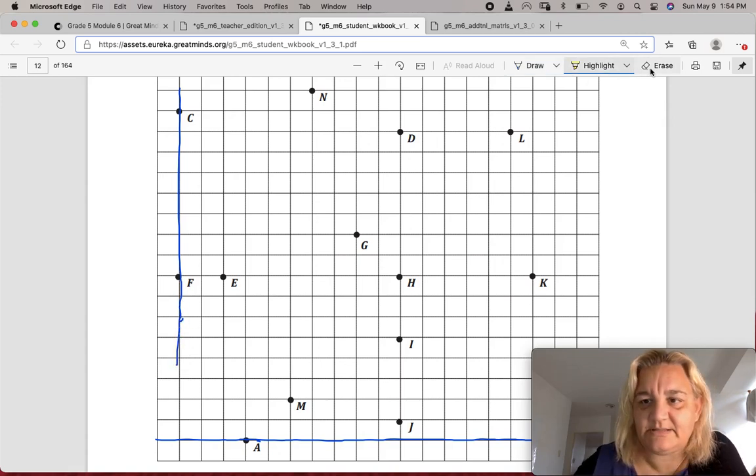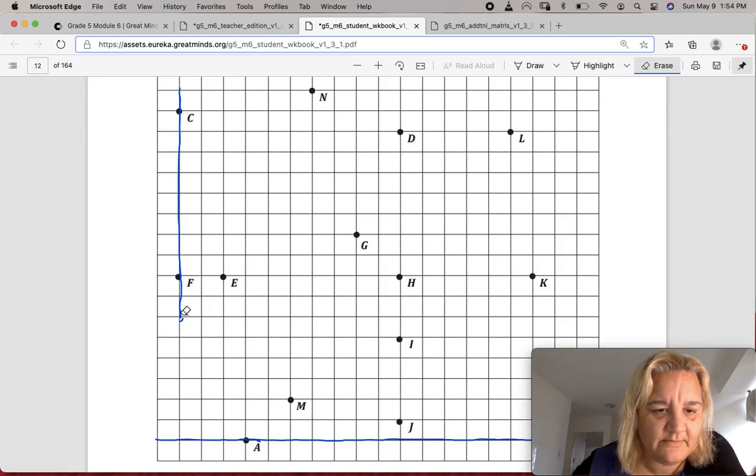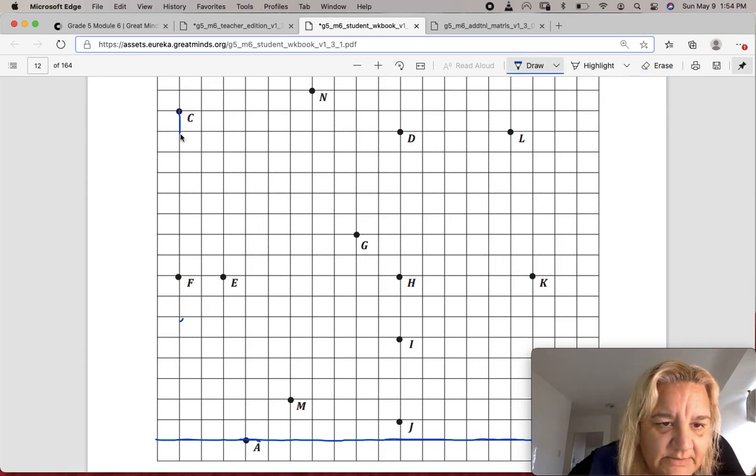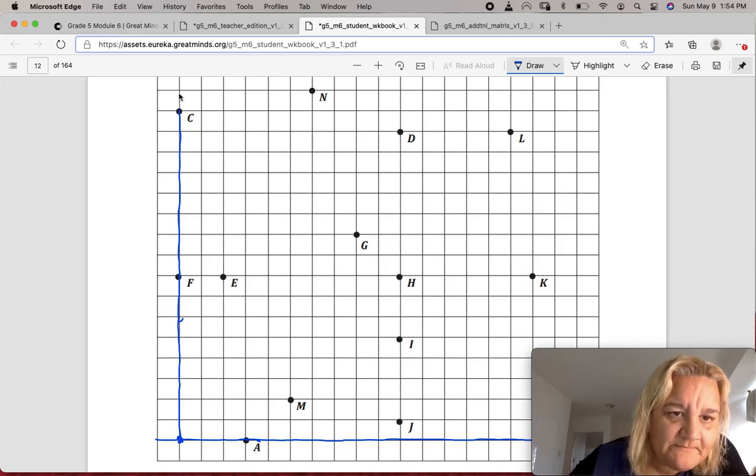Oh my gosh, my drawing skills today. Not the greatest at this digital pen. I really do need to practice some more. Probably because my eyes are on the screen and my hand is beside me. Okay, so there's our perpendicular line.